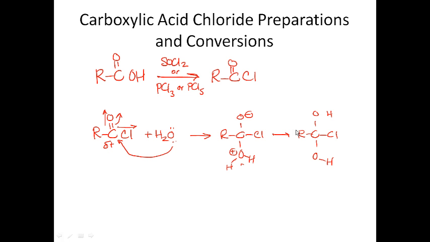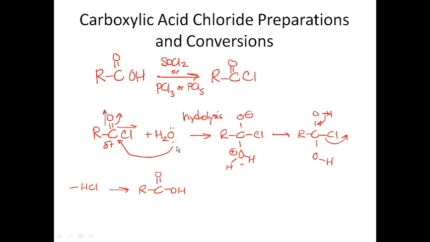And then in the final step of this mechanism, I would bring this pair of electrons down here, kick off the chloride, so that I end up losing HCl, and that would then give me my carboxylic acid. So this is hydrolysis, and this is the mechanism of hydrolysis.